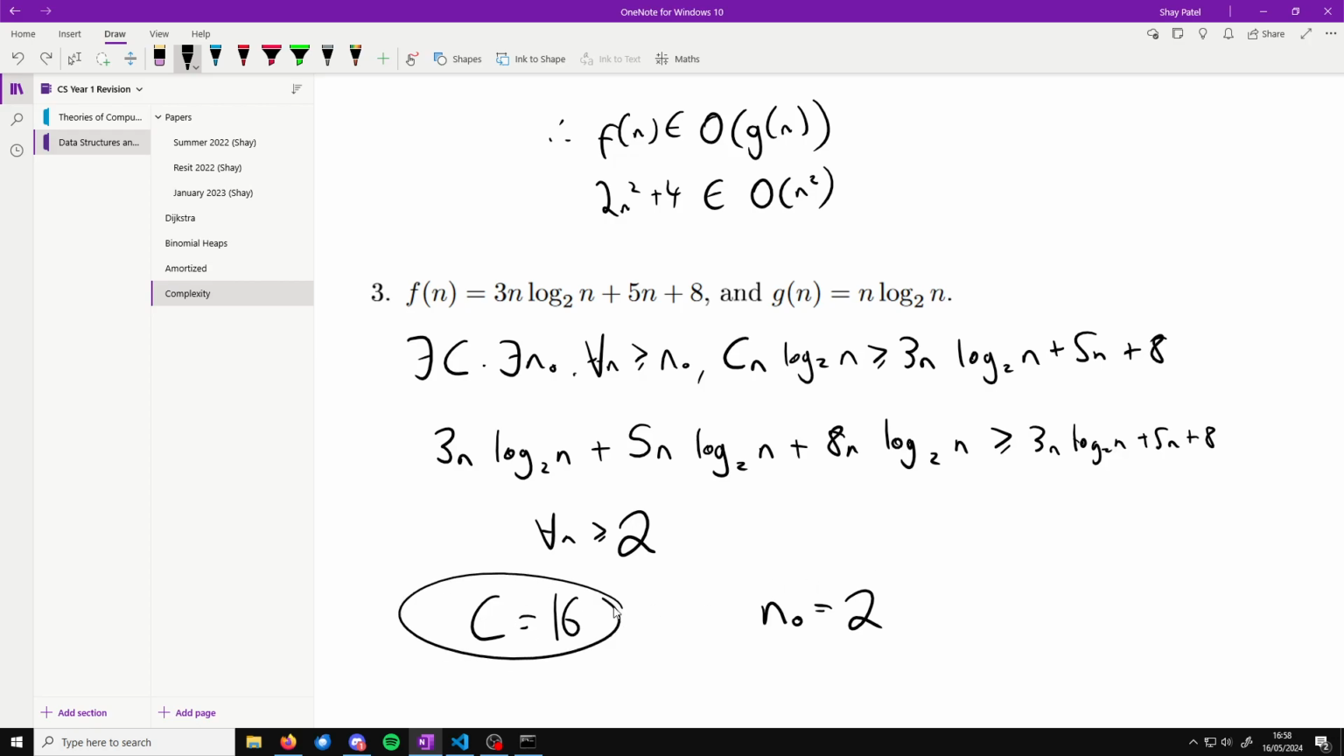If you find a c and an n0, and it doesn't work for this inequality, then try again. Try and find another c and n0 for which that inequality does hold. But ideally, if you use this sort of systematic method, and if you have a log or something, you'd use the base as the n. But yeah, we found a c and an n0, and so this confirms that this is in big O of n log squared, or log base 2 of n.